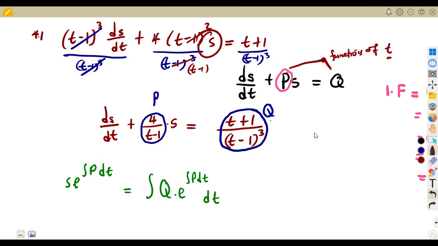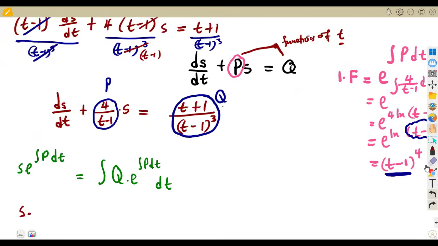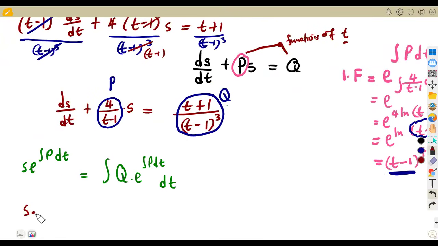It's just s as a function. So this is s times the integral factor, which is e to the x, the one we were simplifying all along. We got this as (t minus 1) to the exponent of 4. So wherever we see this e to the exponent, we are going to substitute with (t minus 1) to the exponent of 4.